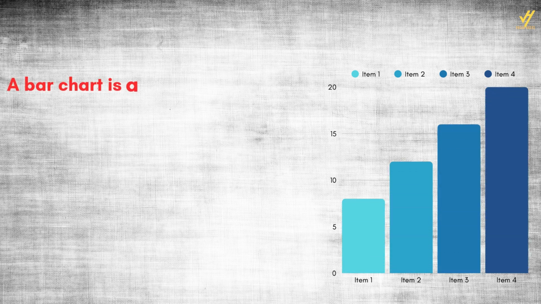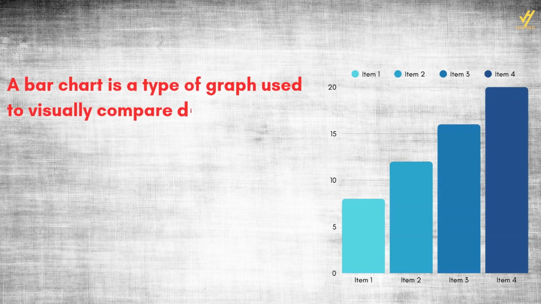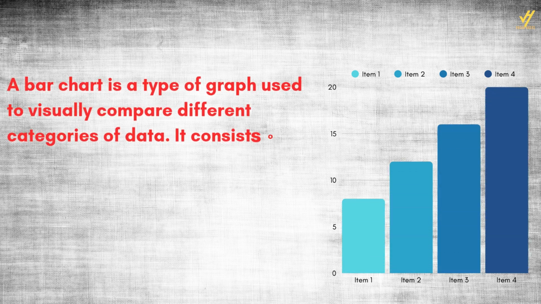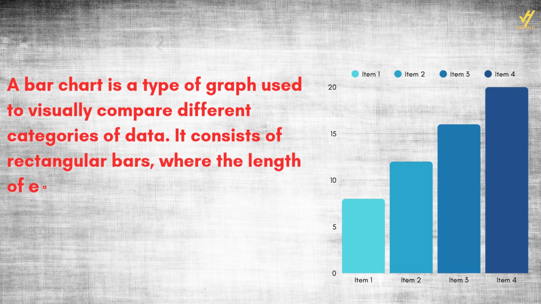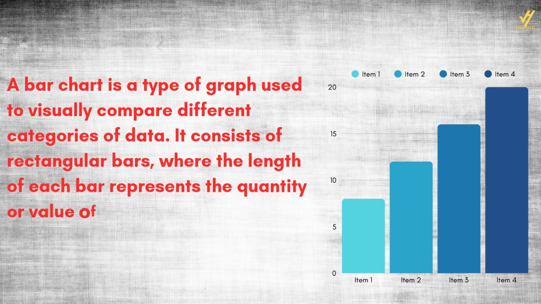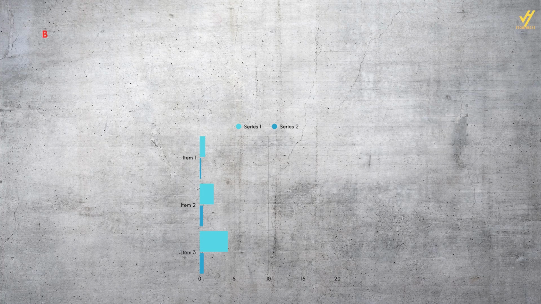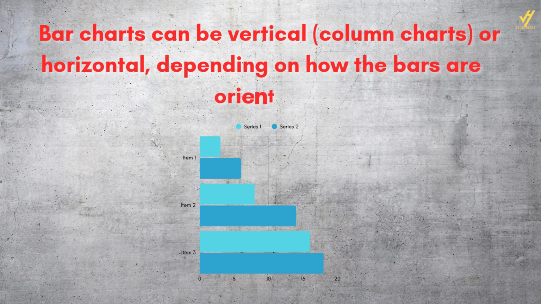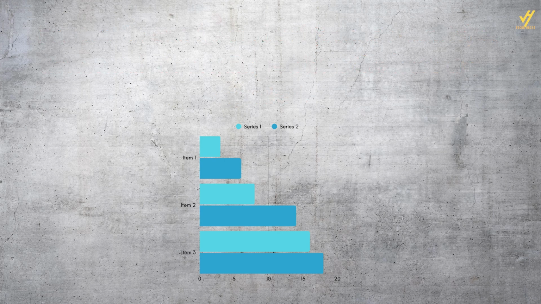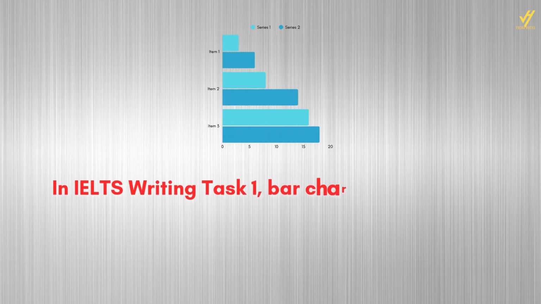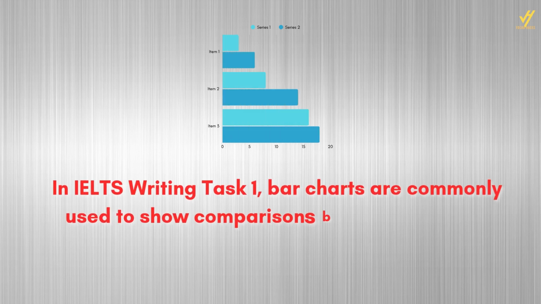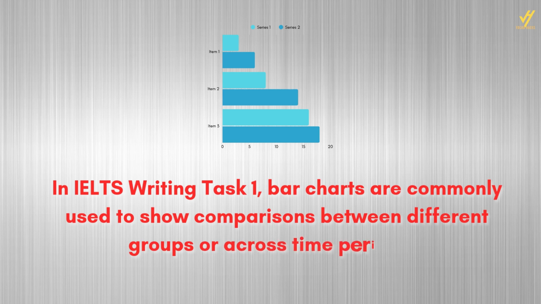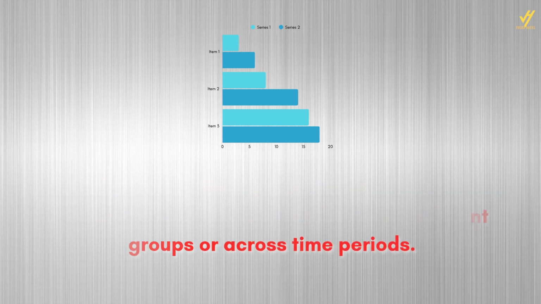A bar chart is a type of graph used to visually compare different categories of data. It consists of rectangular bars, where the length of each bar represents the quantity or value of the category it corresponds to. Bar charts can be vertical, column charts, or horizontal, depending on how the bars are oriented. In IELTS Writing Task 1, bar charts are commonly used to show comparisons between different groups or across time periods.